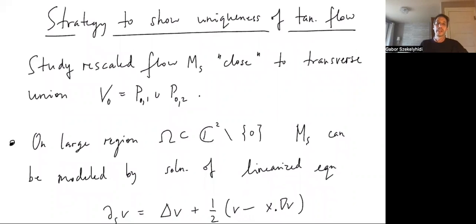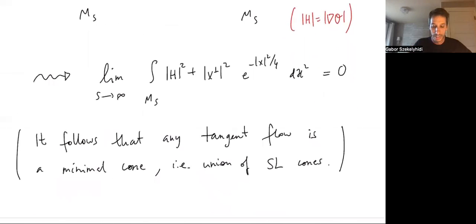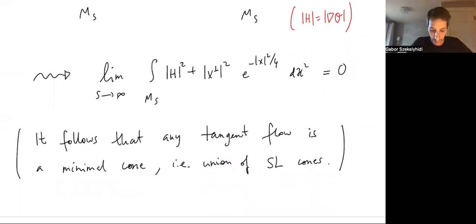Okay, so now let me discuss a strategy of how one shows uniqueness of a tangent flow. The basic issue is, let me go back again for a second to this point. Along our rescaled flow, our assumption is that along some sequence of times, these time slices Mt converge to the two transverse planes. The issue is that along a different sequence of times, you could converge to a different union of planes.